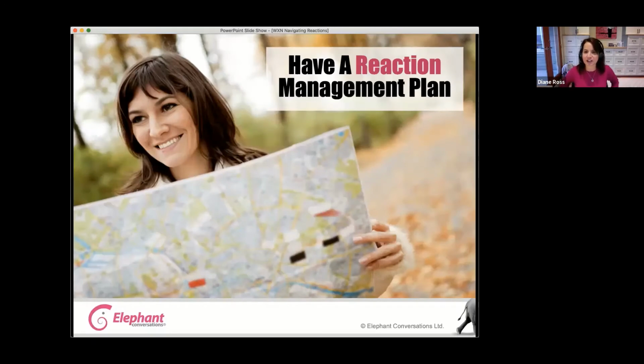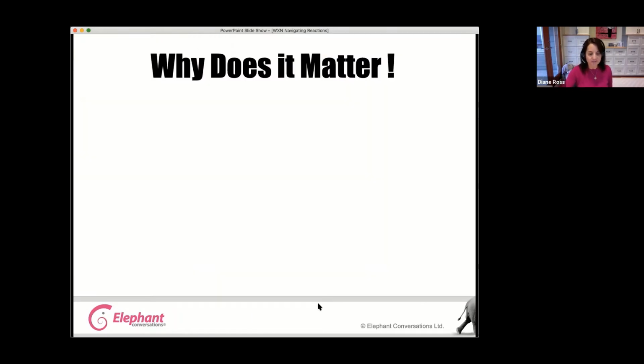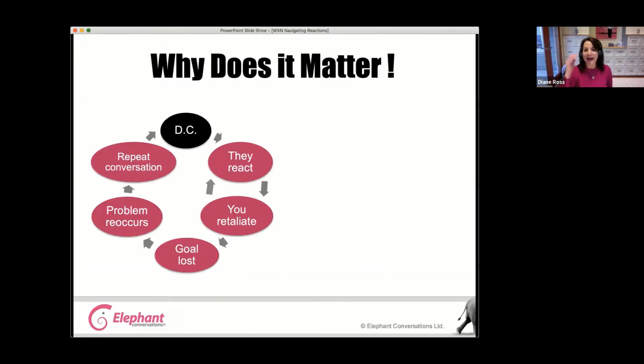Now you're like, come on, let's get to the good stuff, Diane. Let's get to the juicy stuff. Okay, let's shake it out. All right, reaction management plan. Let's talk about what your reaction management plan is going to be. And it's whatever it is for you that works, right? It's different for all of us. So first of all, why does it matter?